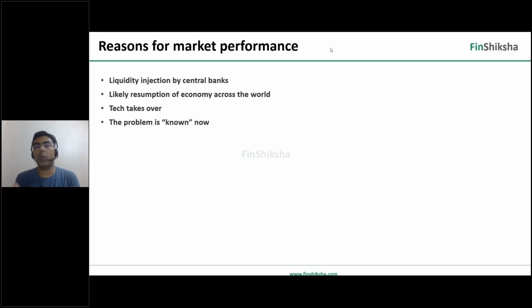We don't know what lies ahead, but one part of the big chunk is that there's enough liquidity. There's a huge amount of liquidity that exists here, right? There is a likely resumption of the economy across the world. There is a resumption that's taking over. Economies are opening up. Europe is opening up significantly. Cases are on a decline in Europe. US sees a second round of spike.